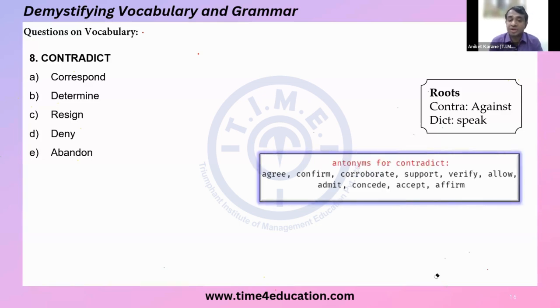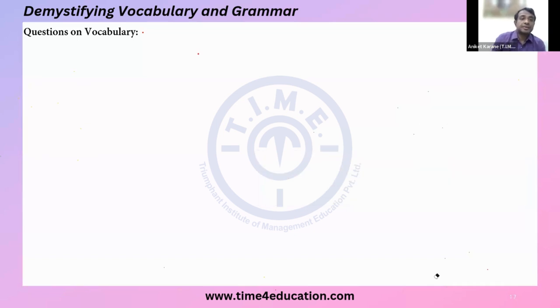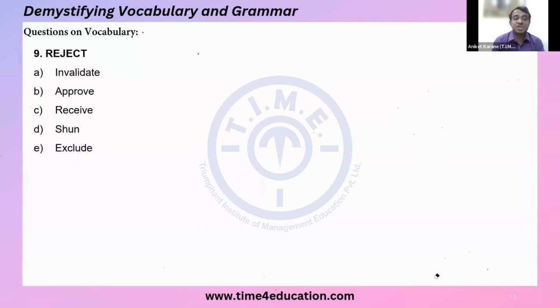What other antonyms of contradict? So you can say confirm, corroborate. So he corroborated my tale. So he supported my story. Support, verify, allow, admit, accept, affirm, all these words can be antonym of contradict. Next is reject. Now this is very easy. Come on, everyone should get this.